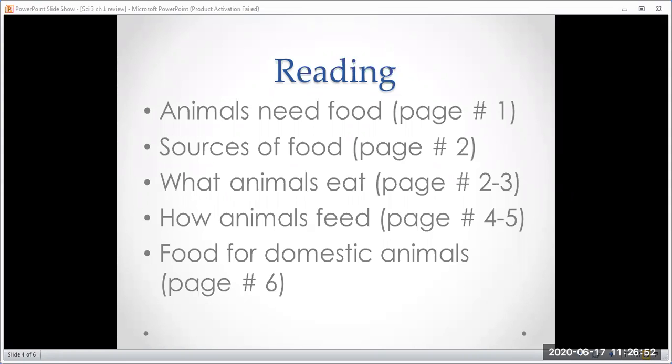Okay, for the first page, everyone take a pencil and make an underline. First one, all animals need food. Underline it. Why do they need food? Food to grow and live. Underline it. Only the first line. This is the most important. Why do they need food? They need food to live and grow. Underline it. A living thing needs food. Yes, only the first line.